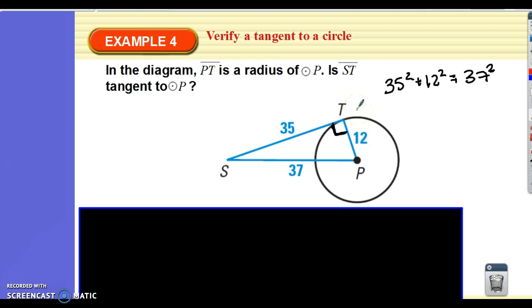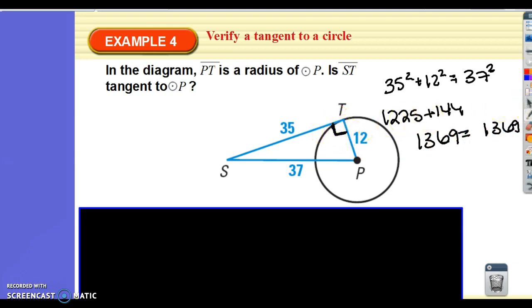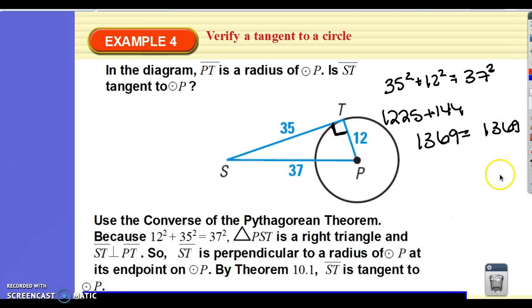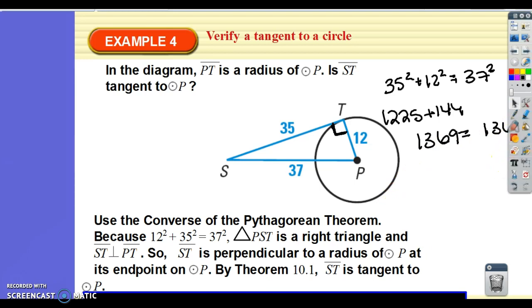I have to grab my calculator. 35 squared plus 12 squared. 37 squared is also 1369. They are equal, therefore this is a right angle, so yes, it is a tangent. Since the Pythagorean theorem works, it is 90 degrees, therefore it is tangent.